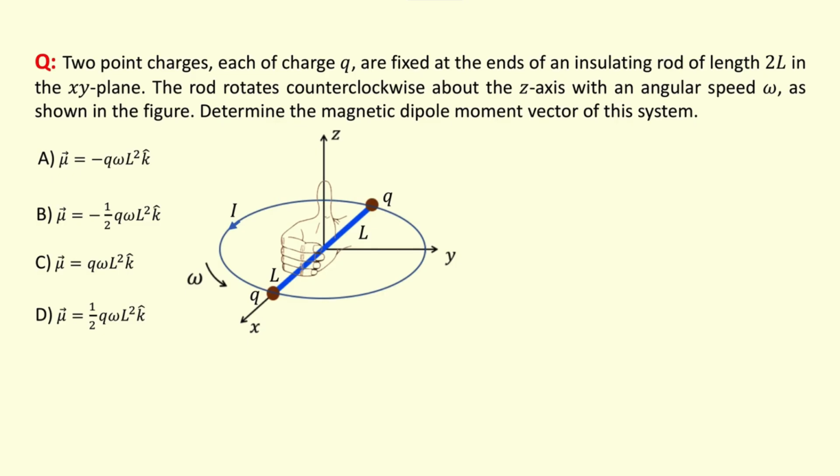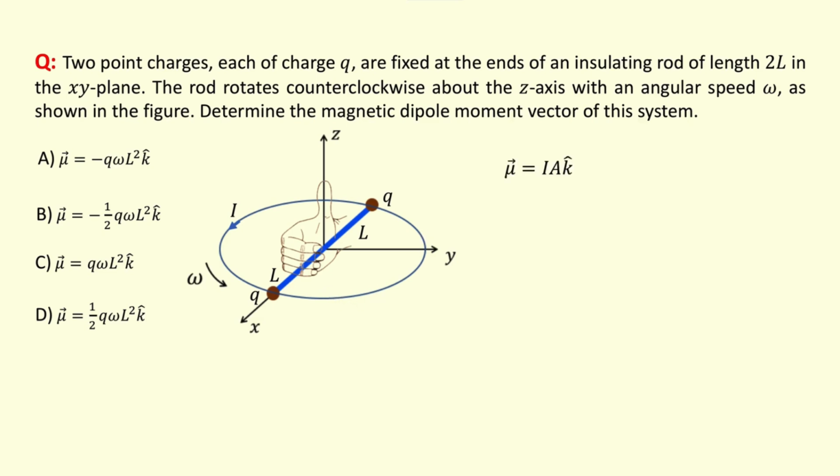If we bend our four fingers in the direction of current, as you can see, these four fingers, our thumb shows the direction of the magnetic dipole moment vector. In this case, this vector is in the z direction. And remember that the direction of current is the direction of positive charged motion.